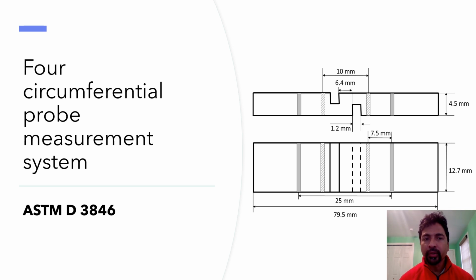We again use a 4 circumferential probe measurement system to measure the electrical response in the composites as we apply the mechanical load. We have 2 outer probes where we supply the constant current. These probes are separated by 25 millimeters, and we have 2 inner probes that are separated by 10 millimeters. We measure the voltage change within the composite under far field loading conditions.